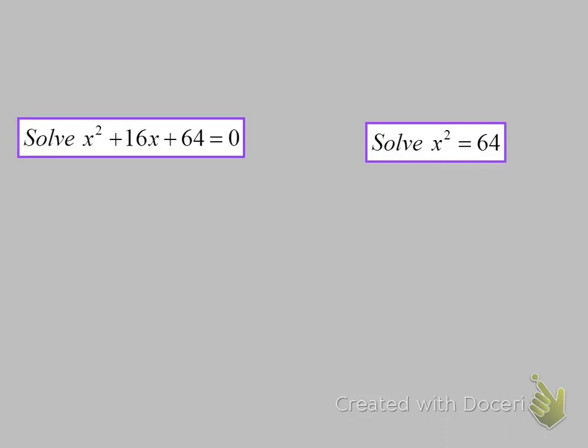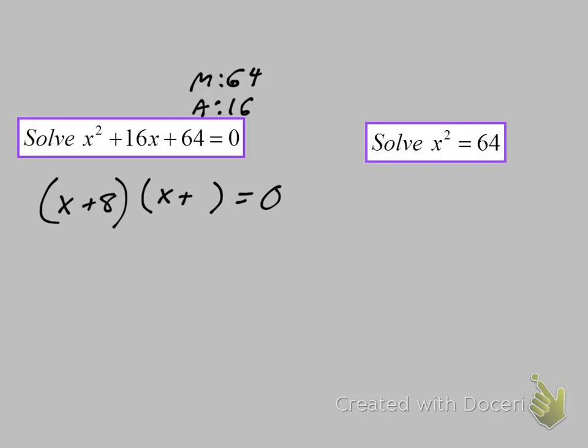The first one here, you have a trinomial: x squared plus 16x plus 64 equals 0. You do this one the same way as yesterday. You look for your multiplied number and your add number. The multiplied number is 64, and your add number is 16. So you figure out what two numbers multiply to 64 and add to 16. 8 and 8.